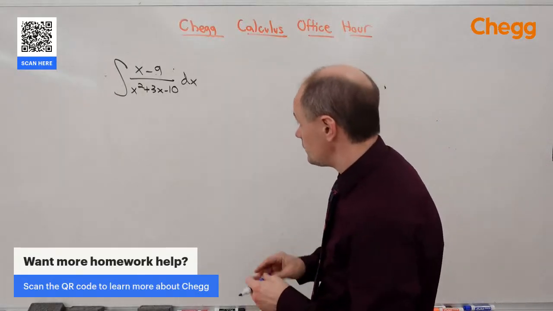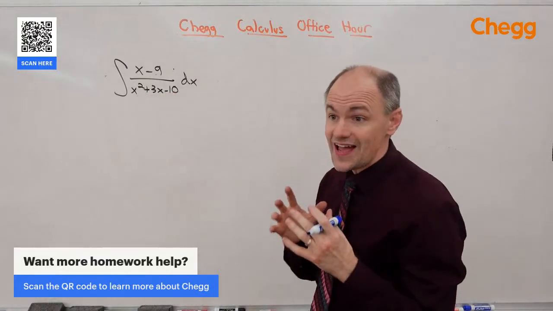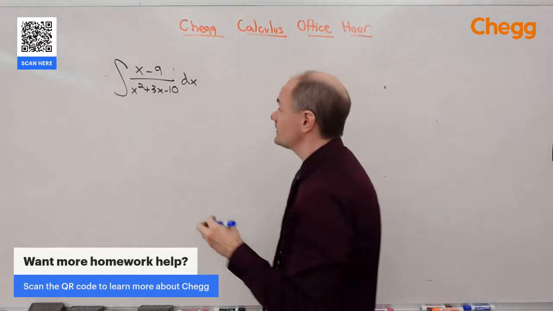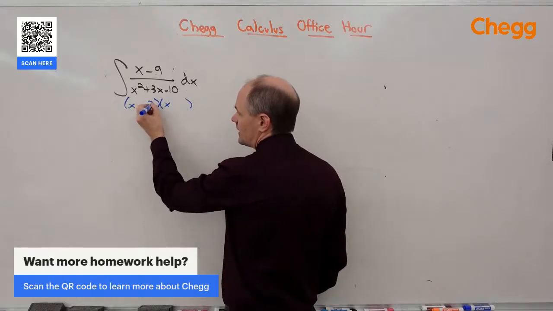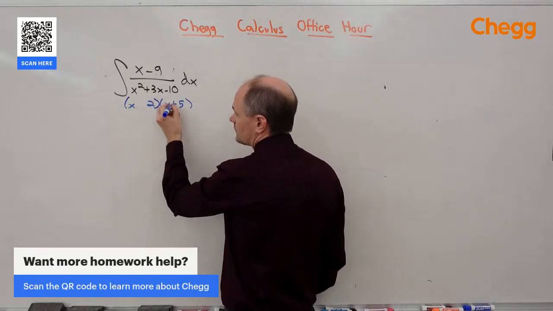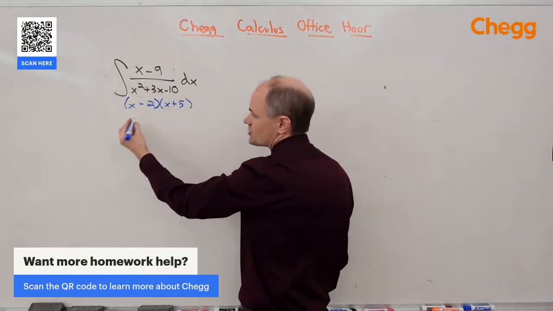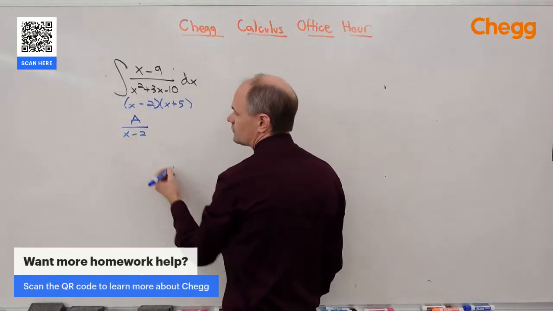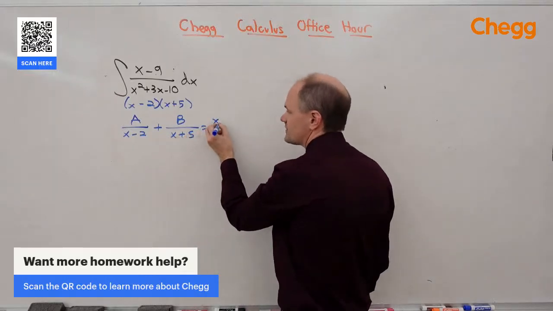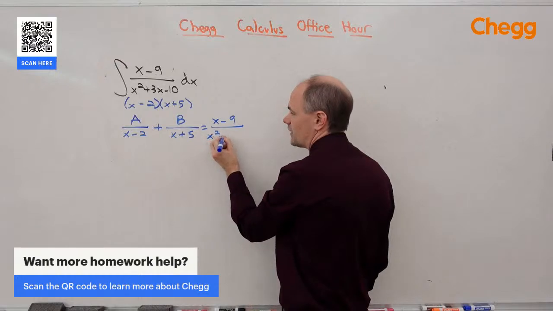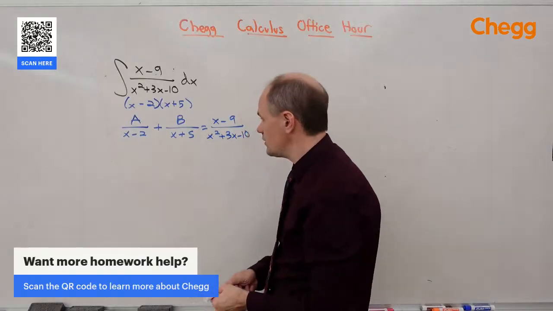The idea of partial fractions is we want to split this fraction up into 2 fractions where each fraction has an easier integral. So let's factor out the denominator. X squared is x times x. 10 is 2 times 5. And if the 5 is positive and the 2 is negative, we definitely get that 3x in the middle. So we're going to split this fraction up into some number a over that x minus 2 factor, plus another number b over that x plus 5 factor. And we want to make sure it's equal to x minus 9 over x squared plus 3x minus 10. So let's solve this equation.